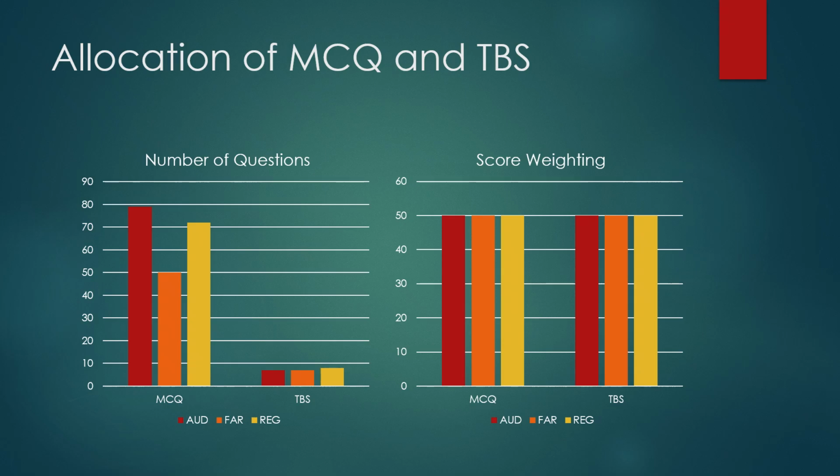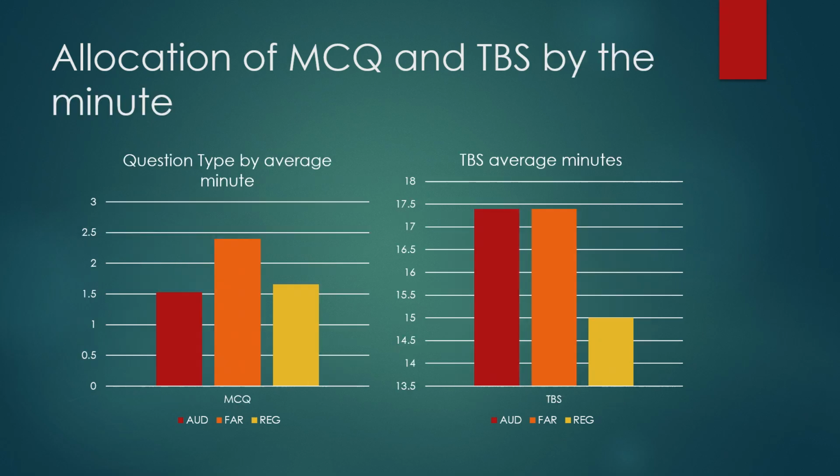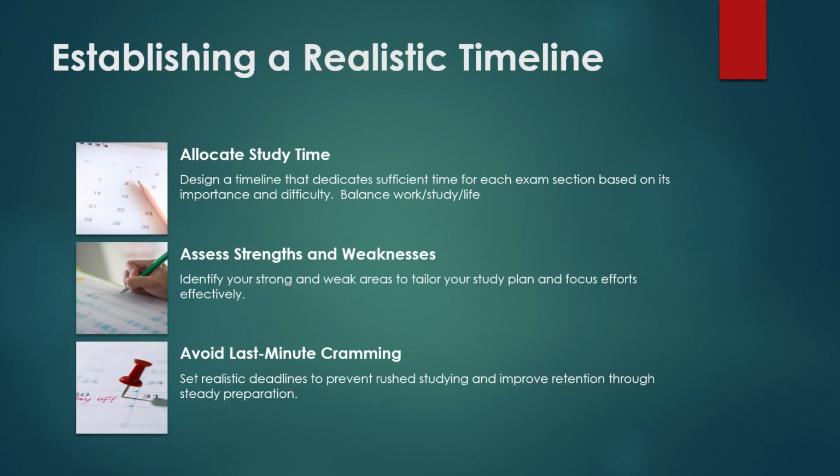So task-based simulation, yeah, we only have about 7 or 8 per unit, but they're equally weighted. So the multiple choice and the task-based are equally weighted, and you need to devote as much time to both of them. So on average, the multiple choice questions take about 2 minutes, 2.5 minutes at the most in the FAR section, because you have to do the calculations. And task-based take about 17.5 minutes with only about 15 minutes in the regulation. So they're a little bit lighter on time in regulation, and I believe there's more of them. That's why the time is less.